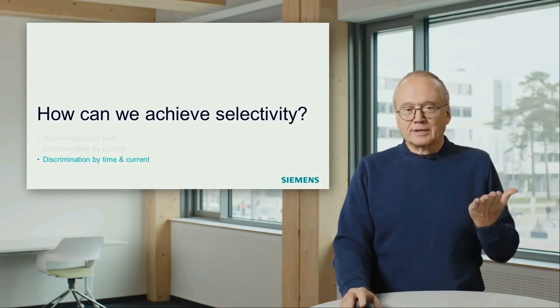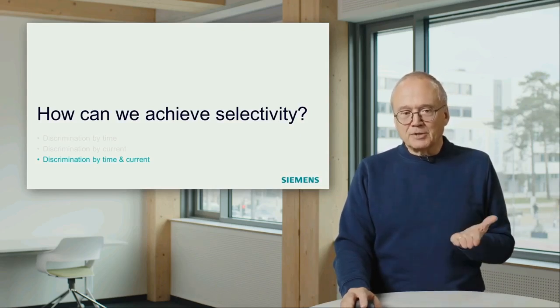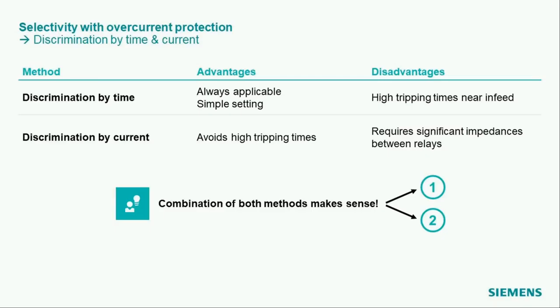So we had discrimination by time, discrimination by current. We can compare these. Discrimination by time is a very simple thing. We can always apply it. It has simple setting. We just have to adjust the timers. But the disadvantage is we end up with high tripping times near the infeed.